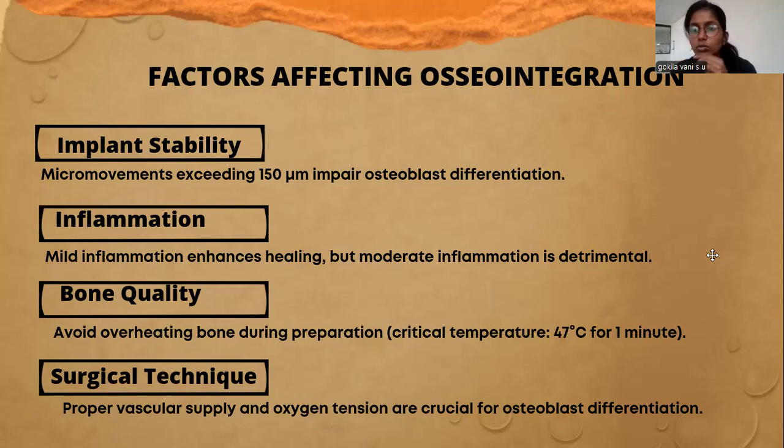And also the osteotomy site preparation has to be taken care of because adequate cooling is required to prevent overheating of the bone surface, which will affect the bone cells and cause necrosis. So the critical temperature, as we all know, is 47 degrees Celsius for bone. So cooling should be taken care of by the clinician and by the assistant.